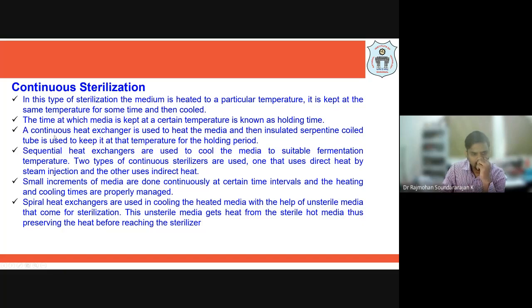So what we can do is use a continuous heat exchanger to heat the media, and then an insulated serpentine coiled tube is used to keep it at the temperature for the holding period. Serpentine refers to a snake, right? So it is like zigzag. I mean, one second.